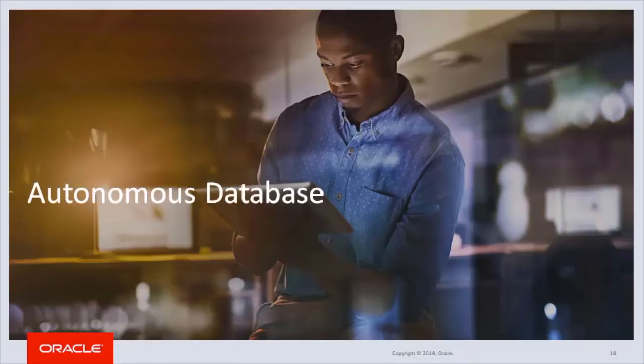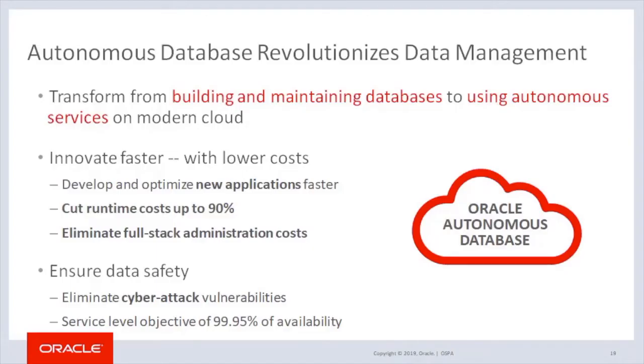Let's look at the Autonomous Database. Transform from building and maintaining databases to using autonomous services on modern clouds. This allows you to, 1, innovate faster with lower costs, developing and optimizing new applications faster, cutting runtime costs up to 90%, and eliminating full stack administration costs. And number 2, ensure data safety by eliminating cyber attack vulnerabilities and obtaining service level objectives of 99.995.